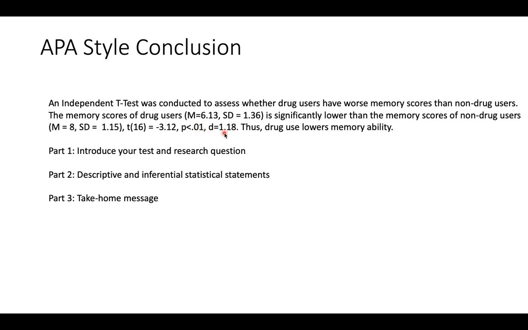Our Cohen's d was 1.18, which if you remember back to our discussion of magnitude of effect sizes, this is a large effect. So this is robust, we might say. It's important. It's real. It hits hard, right? It's not just a small nominal difference. This is a big deal. That's what that d of 1.18 tells us. And lastly, our take-home message. Thus, drug use lowers memory abilities.